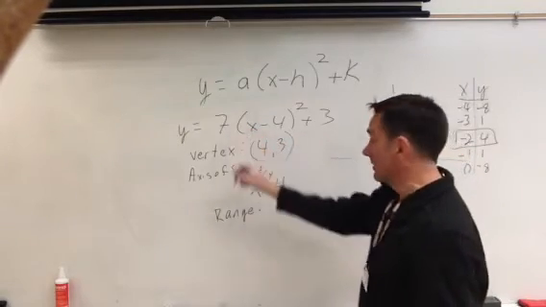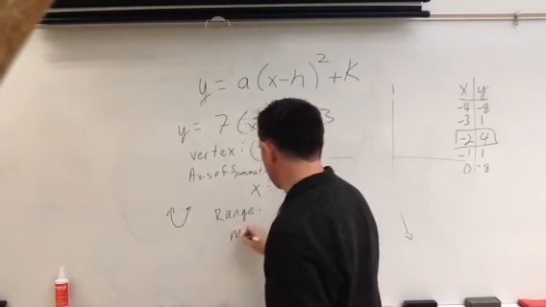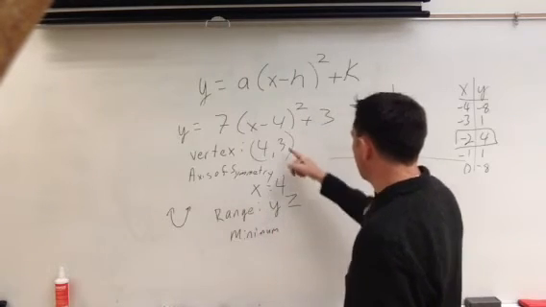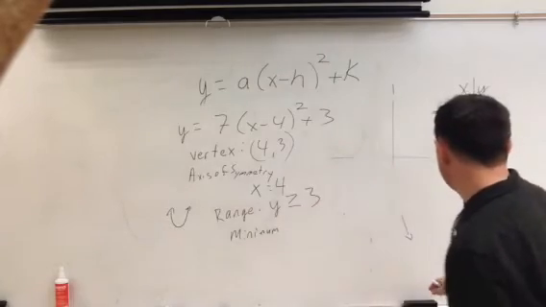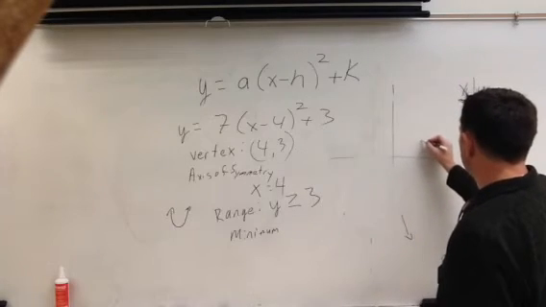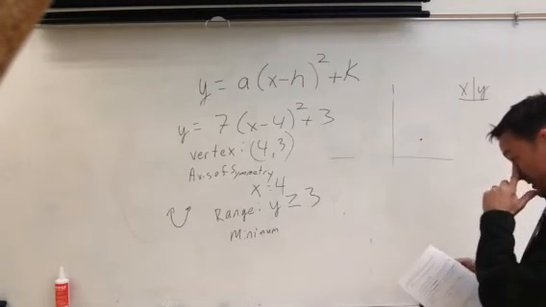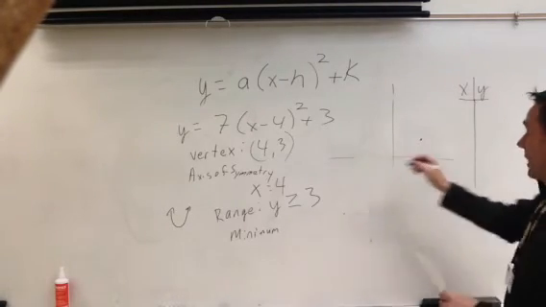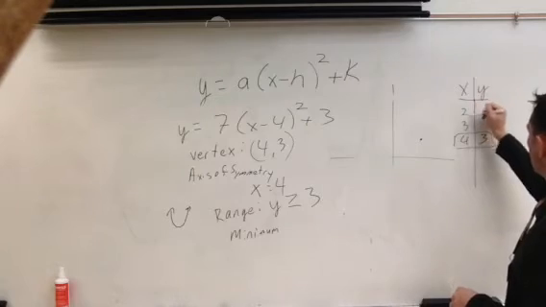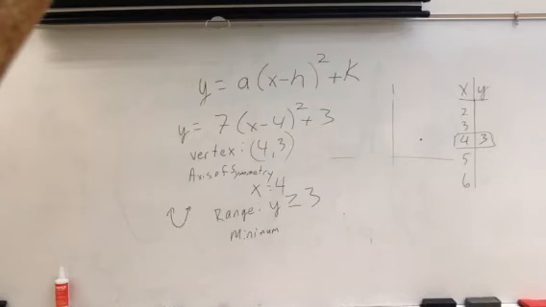Now because our 7's positive, this is opening up. So therefore, I have a minimum value. And the range would be y is greater than or equal to our y value here of 3. So I know I'm starting here at 4, 3, which might be about right here on the graph. Again, I'm just sketching this. Doesn't have to be perfect. So again, put 4, 3 right in the middle. Going up a couple units, down a couple units. 2, 3, 4, 5, 6. All my x values are in a row.